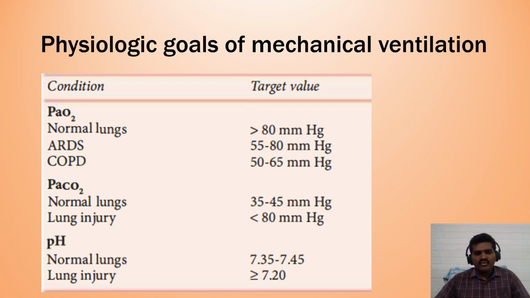When it comes to carbon dioxide, if you're dealing with normal lungs, try to achieve the normal CO2 levels, that is 35 to 45 millimeters of mercury. If you are dealing with a lung injury, allowing a permissive hypercapnia up to 80 millimeters of mercury will not cause any physiological abnormalities. For pH, if the lungs are normal, you try to achieve the normal values. If the lungs are injured, any pH more than 7.2 with other parameters being normal, you can allow.